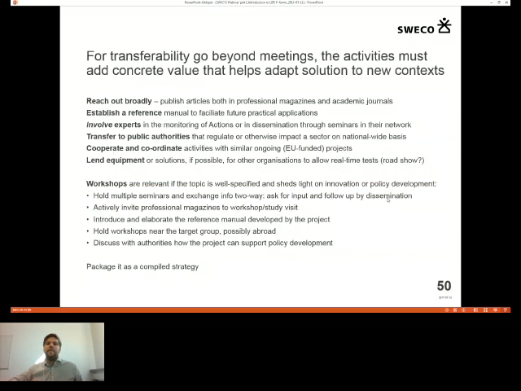Okay. So it's quite clearly stated in the application guide that you have to go beyond meetings, and it's also very clear in LIFE evaluations. If you get an evaluation and you only put in meetings, the evaluator is pretty harsh on this field. So go beyond arranging meetings, and every activity needs to have a concrete added value that helps to adapt the solution to a new context, for example.